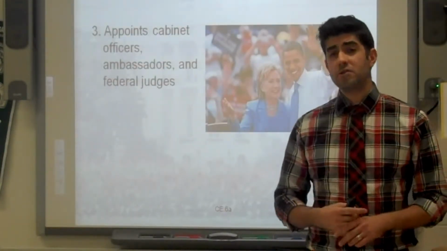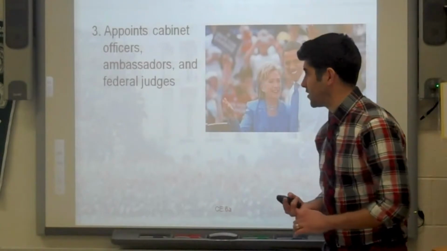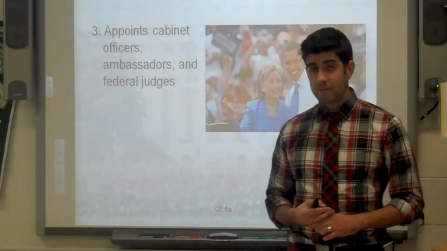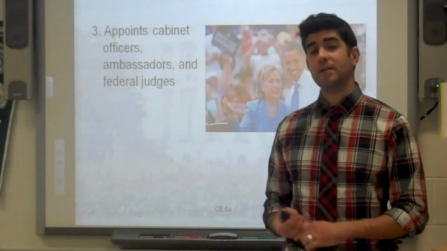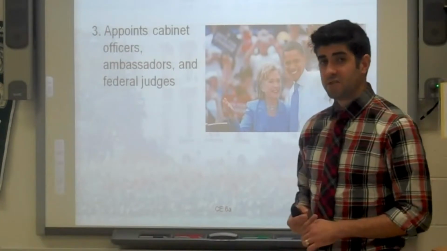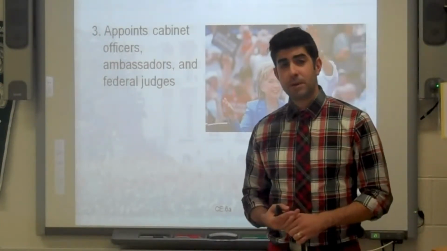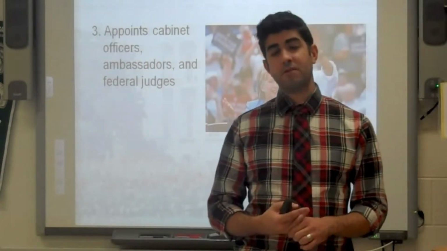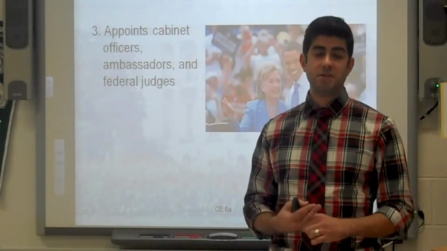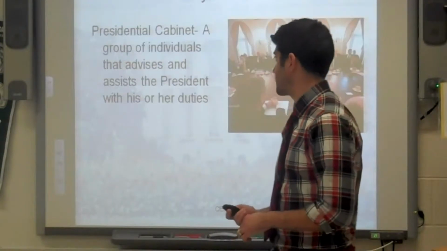The president is also in charge of appointing cabinet officers, ambassadors, and federal judges. Again, in order to get them confirmed, he must seek approval from the legislative branch, the Senate. The cabinet is the group of advisors to the president. Ambassadors are people who serve overseas and represent our country in other countries. Federal judges are people who sit on the benches of our federal court system.